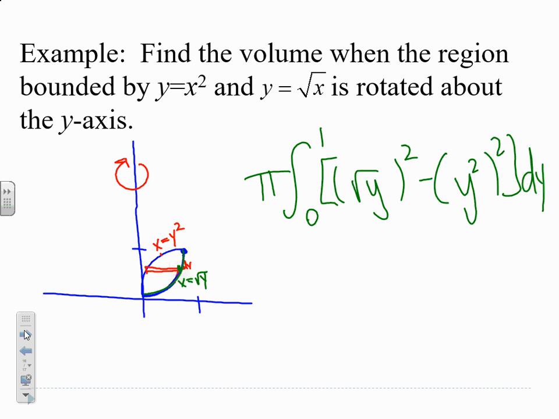Okay, as I mentioned yesterday, my biggest concern is not you performing the integration. My biggest concern is you setting up the problem. Okay, so we're going to set one more up, and then I'm going to give you some work time, because I think you deserve that after this week.